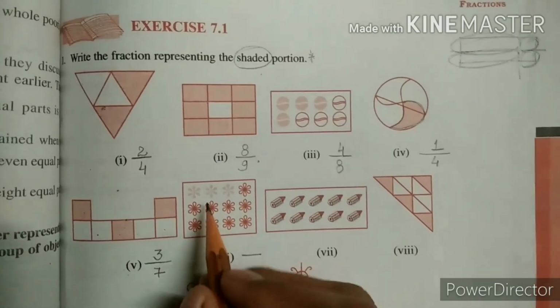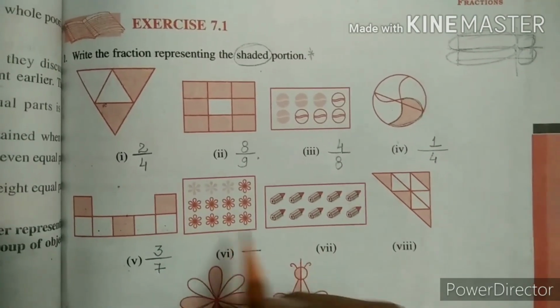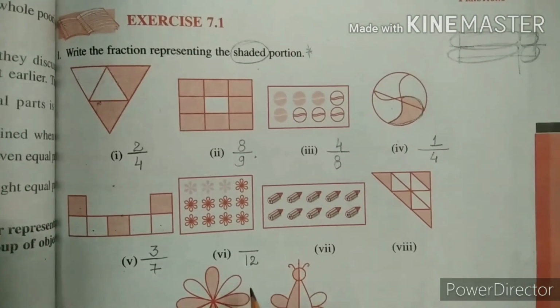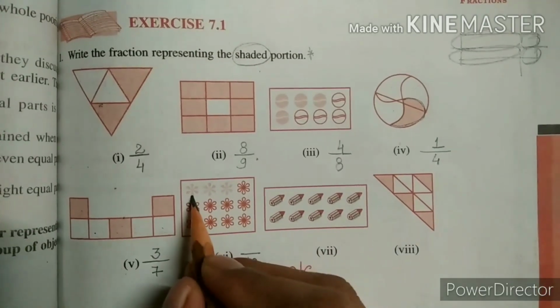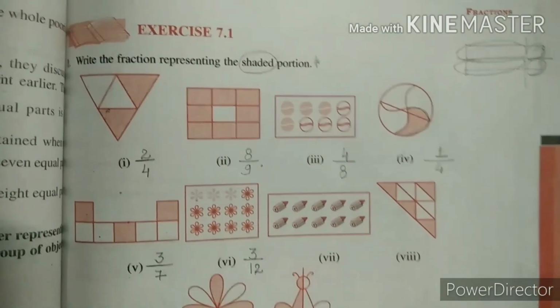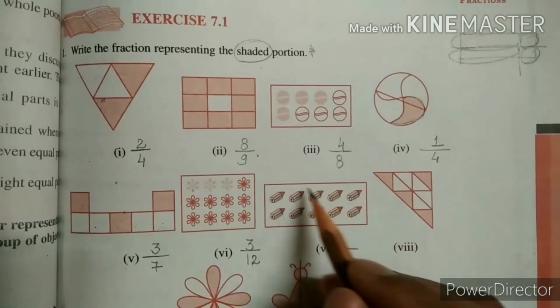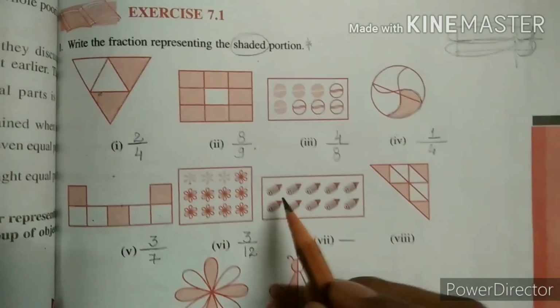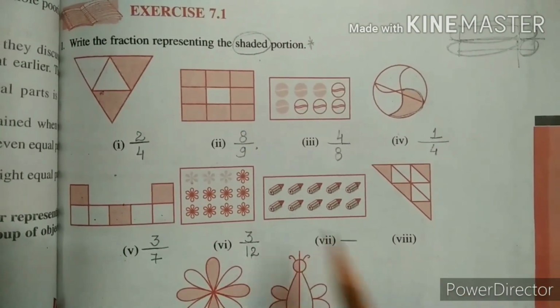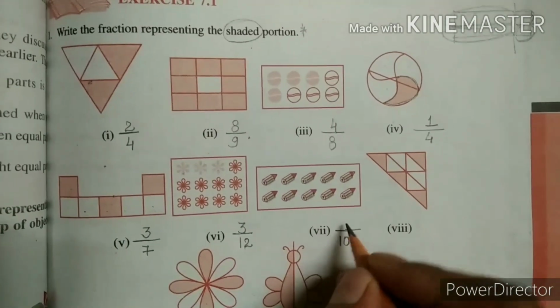Same in sixth, we have a group of objects, and in the group we have 12 flowers. In 12 flowers, 1, 2, 3 are shaded. So its answer is 3 by 12. Now seventh, in seventh again we have a group of objects. In it we have 10 pencils and all 10 pencils are shaded.